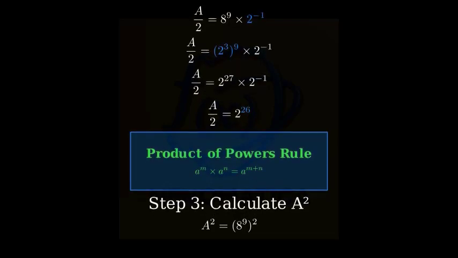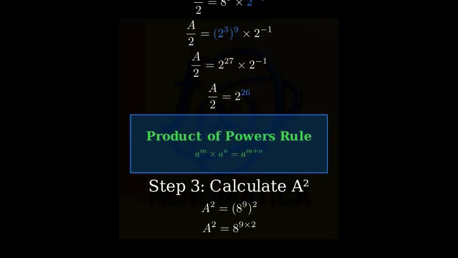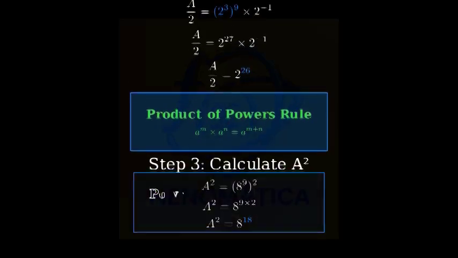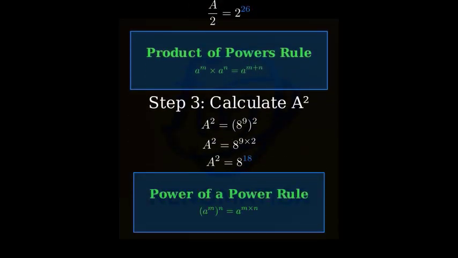Next, let's find a squared. A squared equals 8 to the power of 9 squared. Using the power of a power rule, we multiply the exponents. 9 times 2 equals 18. So a squared equals 8 to the power of 18.